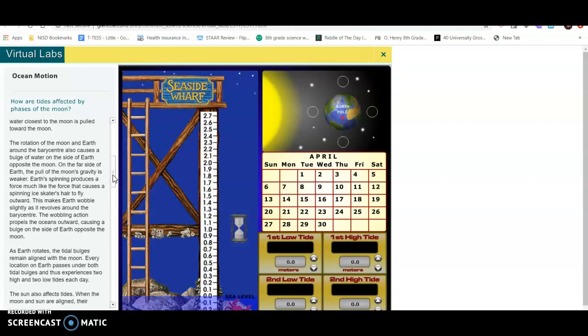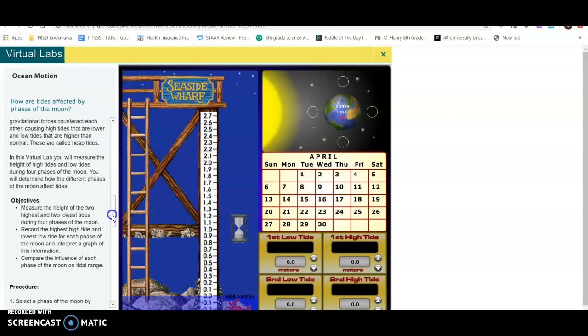On the far side of Earth, the pull of the moon's gravity is weaker. Earth's spinning produces a force much like the force that causes a spinning ice skater's hair to fly outward. This makes Earth wobble slightly as it revolves around the barycenter. The wobbling action propels the oceans outward, causing a bulge on the side of Earth opposite the moon. As Earth rotates, the tidal bulges remain aligned with the moon. Every location on Earth passes under both tidal bulges and thus experiences 2 high and 2 low tides each day.